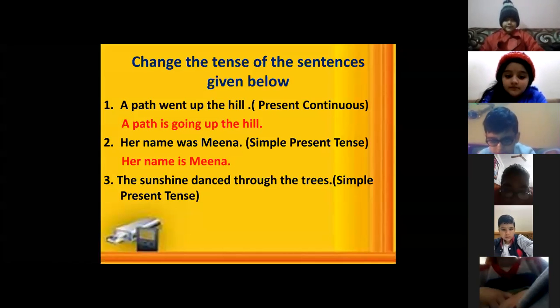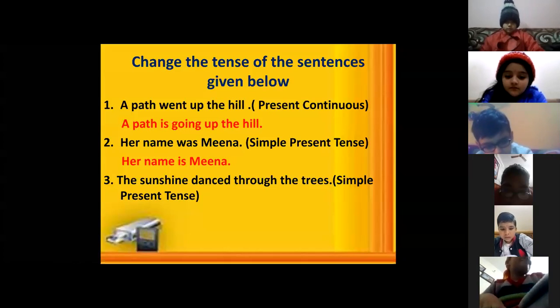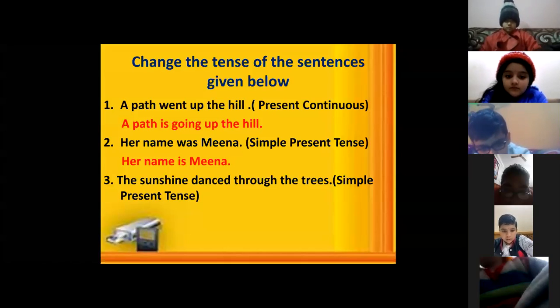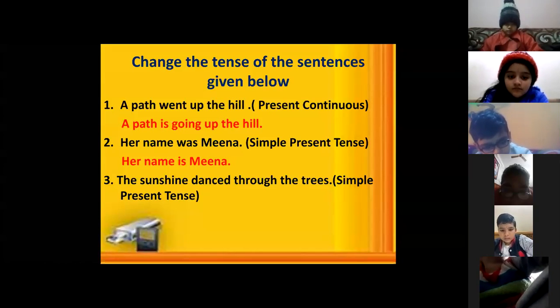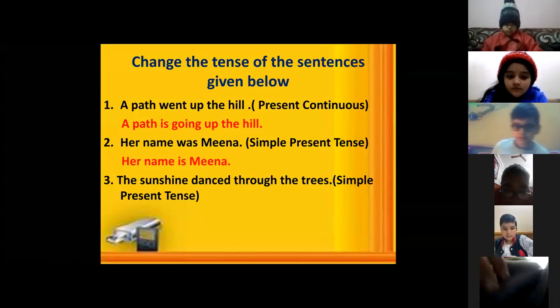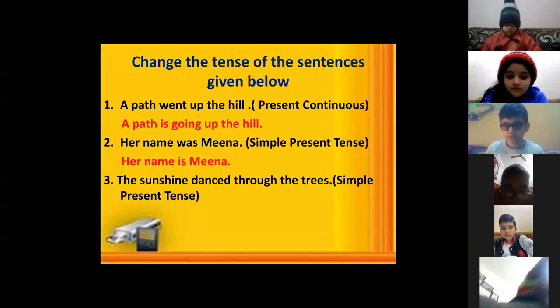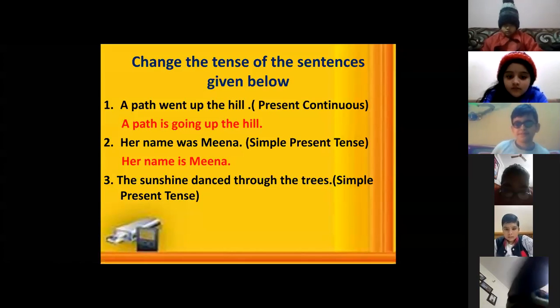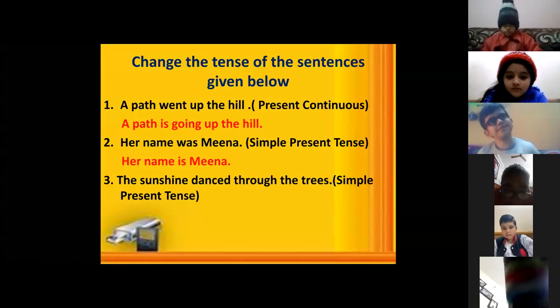Perfect answer by Vinay Pal. The sunshine dance through the trees. Okay, there is still one correction required. In fact, two corrections are required. Beta, it is not written two, it is written through. Okay, great answer by Mankaranveer. That is absolutely correct. The sunshine dances through the trees. Mridul has also given the correct answer.